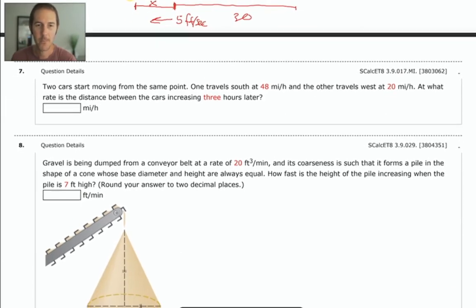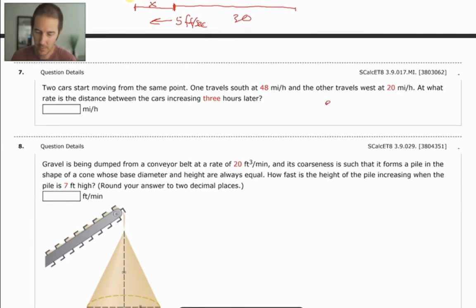Two cars start moving from the same point. One is traveling south. One's traveling west at different rates of speed. At what rate is the distance between the cars increasing 3 hours later? At this rate of speed, how far has this car traveled after 3 hours? At this rate of speed, how far has this car traveled?